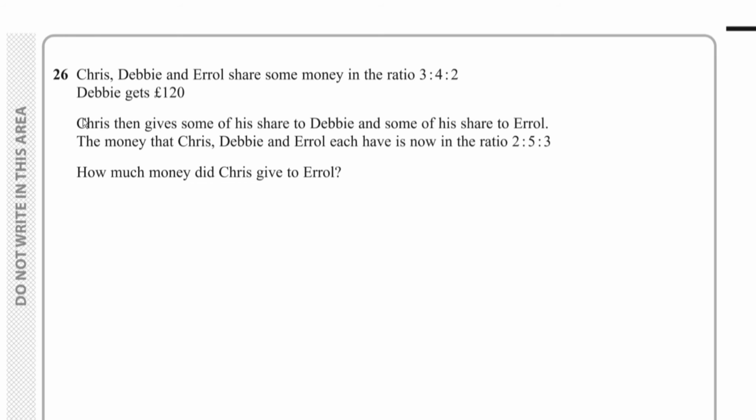Question number 26. Chris, Debbie and Errol share some money in the ratio 3 to 4 to 2. Debbie gets £120. Chris then gives some of his share to Debbie and some of his share to Errol. The money that Chris, Debbie and Errol each have is now in the ratio 2 to 5 to 3. How much money did Chris give to Errol?